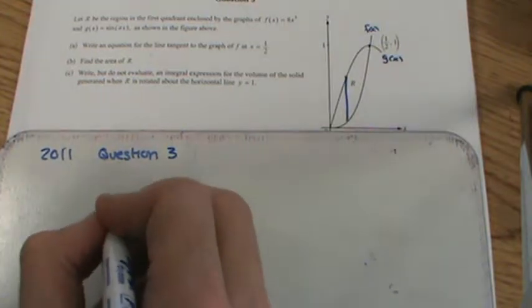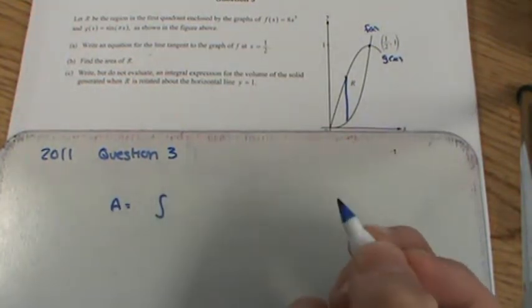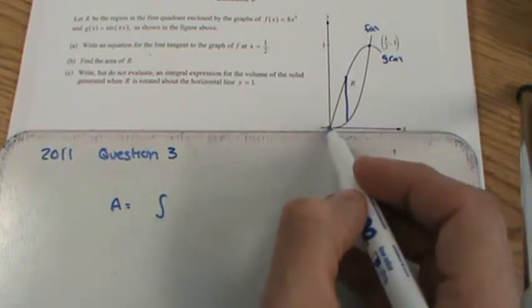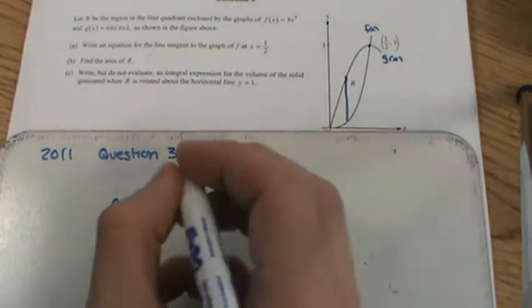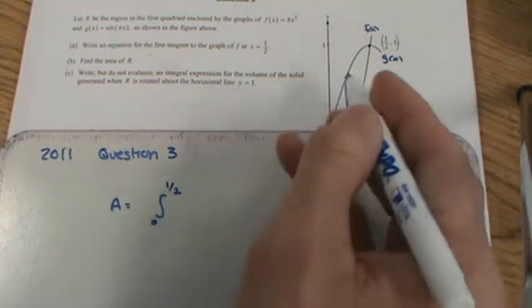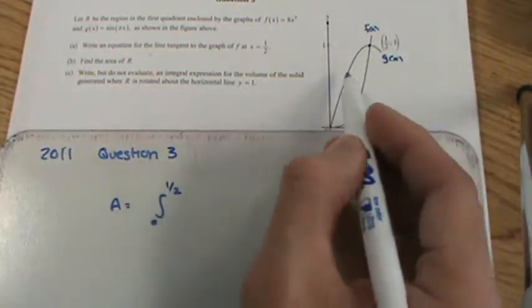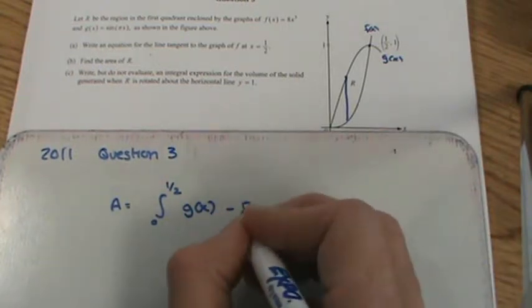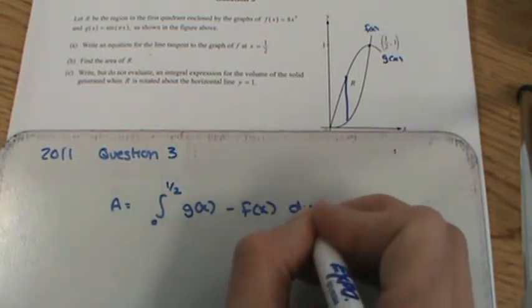Area, remember we're going to take the integral. The limits are going to be the intersection points. So 0, as we can see on the graph, and 1/2. And top minus bottom, so in this case the top is our g of x. G of x minus f of x dx.